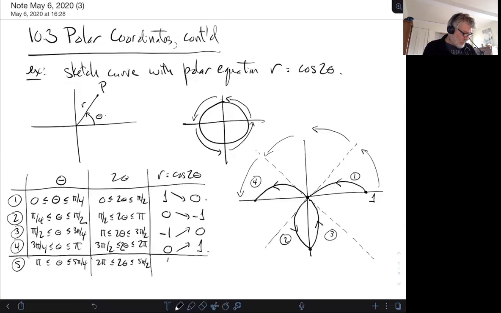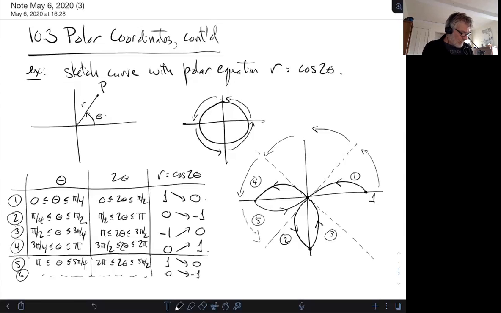So this goes 1 back down to 0. Okay, so my angle theta is now over here, and the values of r start at 1, decrease down to 0. So as I'm moving, this thing will go back like this, which is kind of cool. Okay, so after that, it'll just repeat. I'll skip the details here.